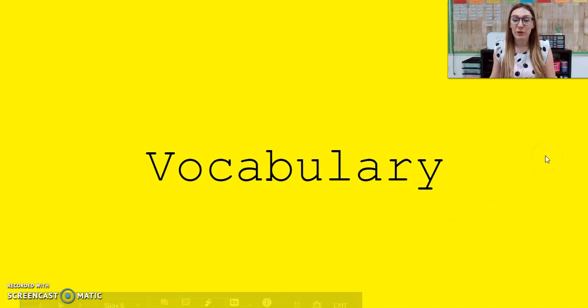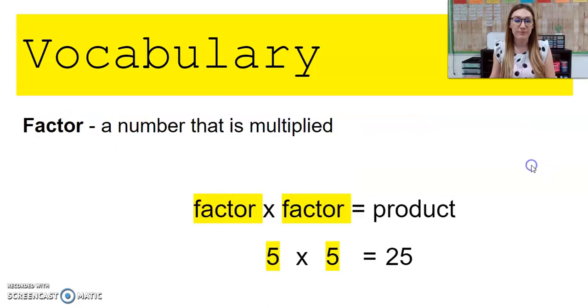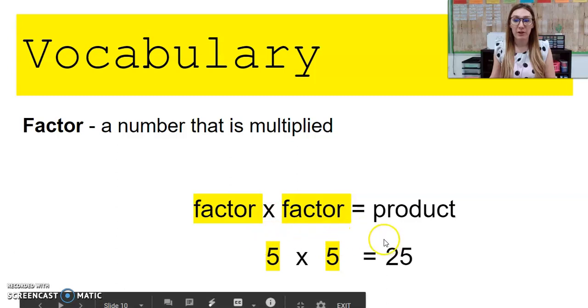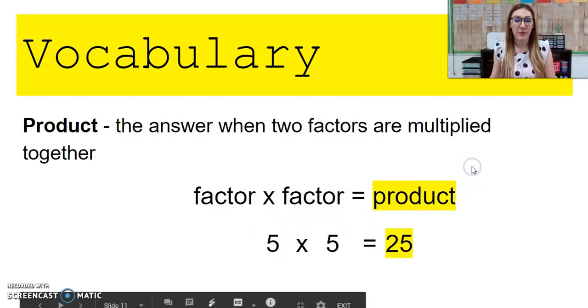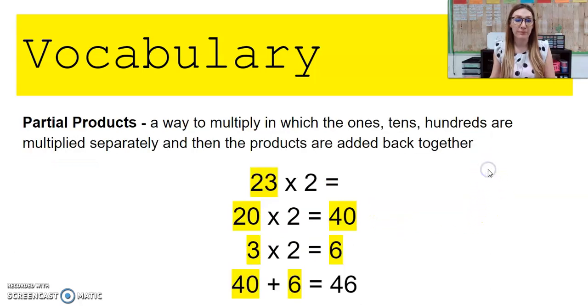Let's quickly review our vocabulary before we get started on our lesson. Remember, multiplication is a shortcut for repeated addition using an algorithm or a strategy. A factor is a number that is multiplied. So in our example, we have a factor times a factor gives us a product. So 5 times 5 equals 25. The 5s are our factors. A product is the answer when two factors are multiplied together. So that 5 times 5 gives me a product of 25.